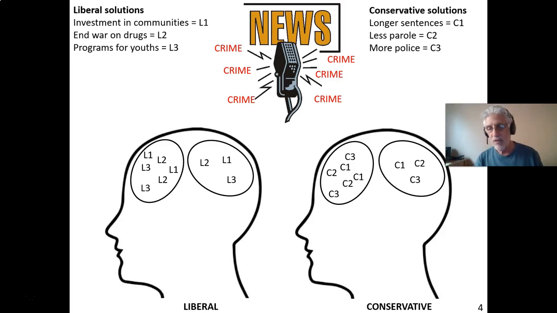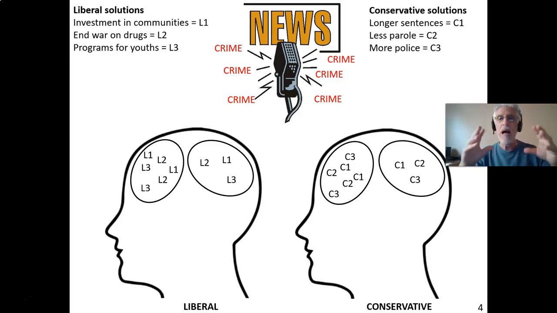Now let's look at the person on the right, the conservative. For conservatives, the solution for dealing with increases in crime and high levels of crime are longer sentences, reducing the opportunity for parole, putting more police out on the street. And so I've identified these as C1, the longer sentences, C2, less parole, and C3, more police. If you look at the top of the head and back of the head of the conservative, they don't have any liberal ideas in the top or back of their head. They have conservative ideas in the top and back of their head. So they have two C1s, two C2s, two C3s at the top of their head, and then one of each in the back of their head.